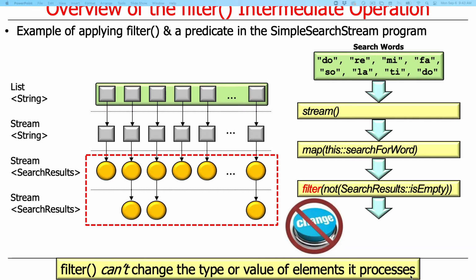Very important thing to remember. Filter cannot change the type or the value of the elements that it processes. It can only decide to include it in the output stream or not, but it can't change anything. So the value isn't changed, the type isn't changed. It either includes it or it doesn't.